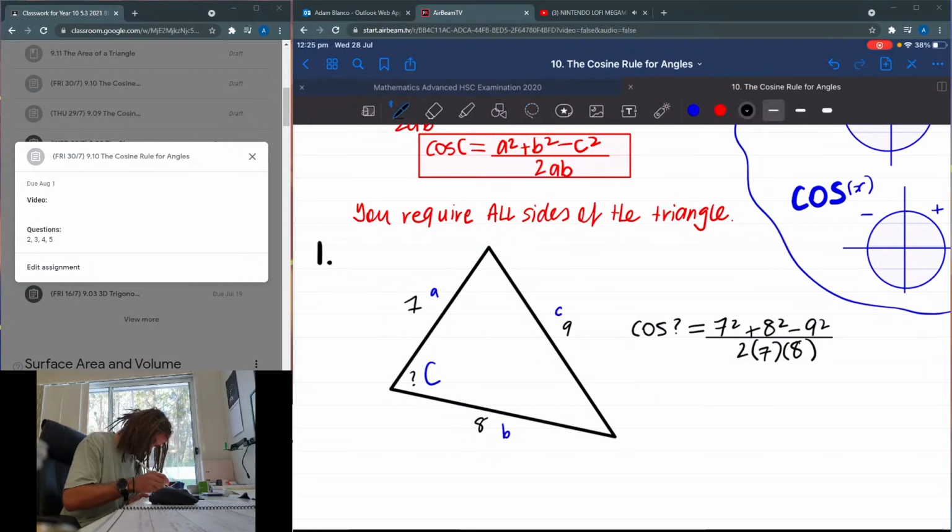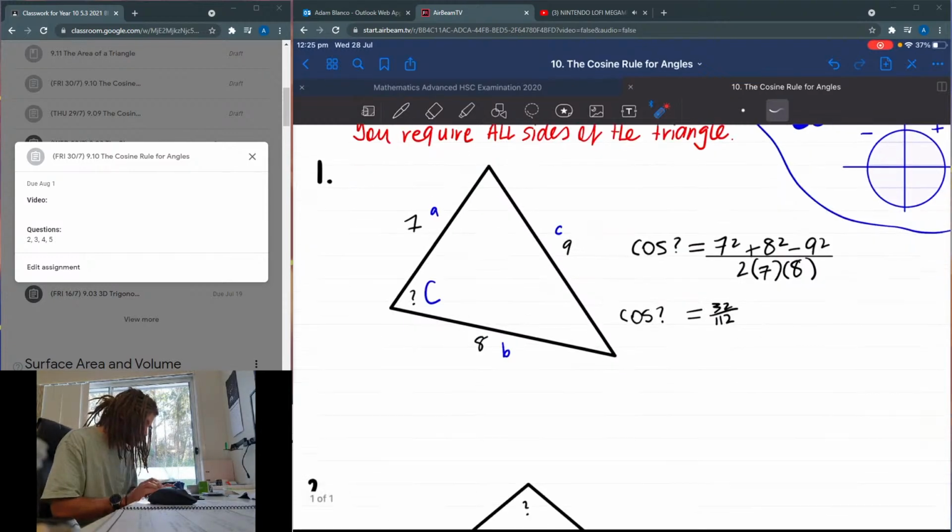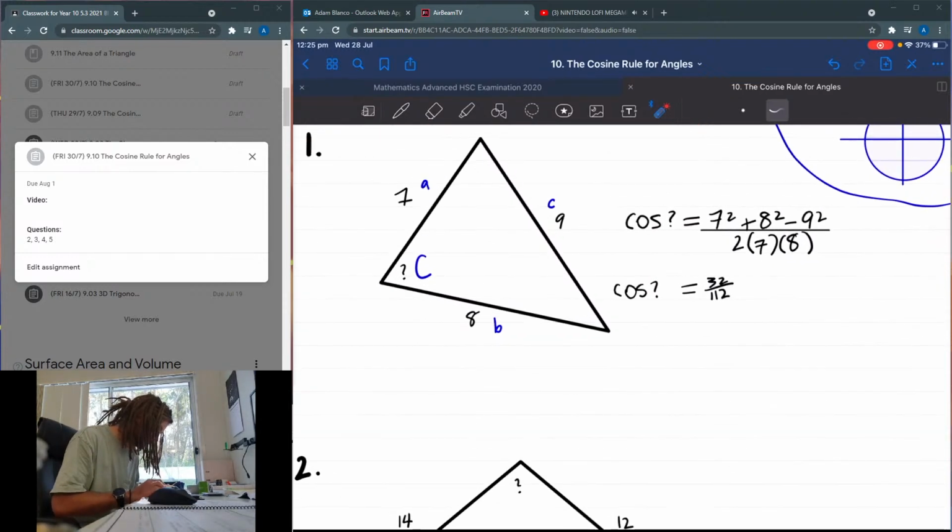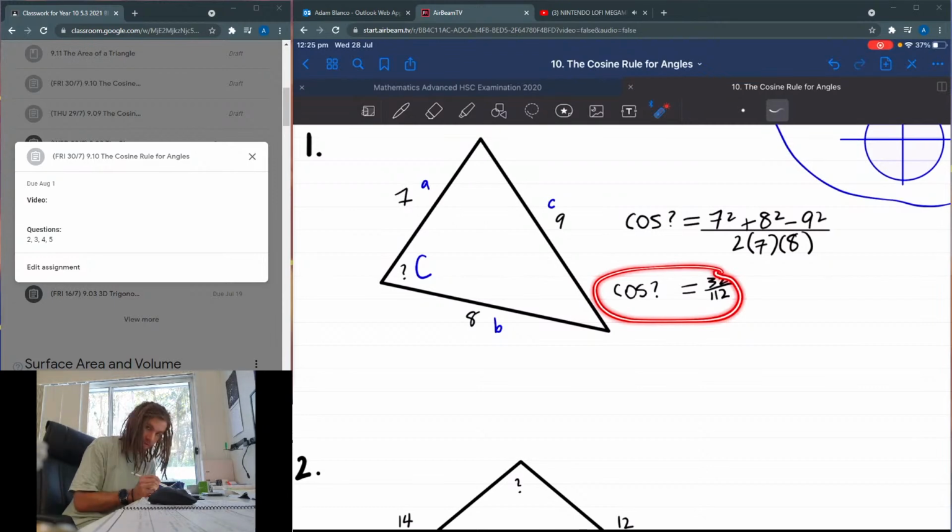Now, this is equal to, just off the top of my head, because I can do all this in my head, 32 over 112. Now, just have a quick think about this. So forget all that exists. I've just got cos question mark equals this.